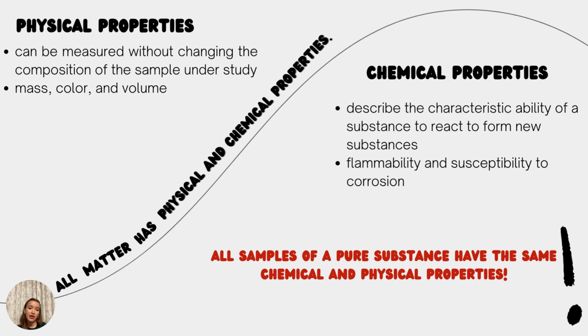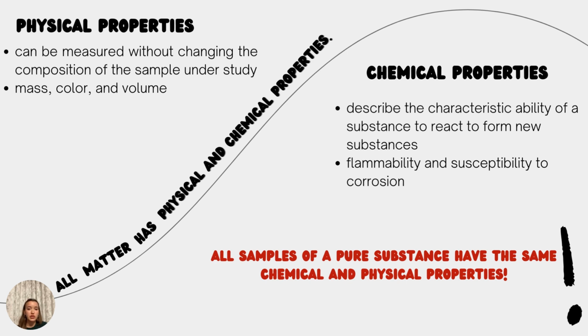Now, all matter has physical and chemical properties. What are the physical properties? What do they mean? And then we can go on with the chemical properties. So first of all, physical properties can be measured without changing the composition of the sample that we are having while making this study. And here we include mass, color, and volume.